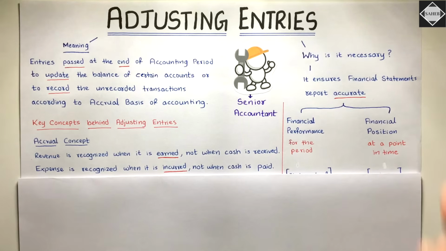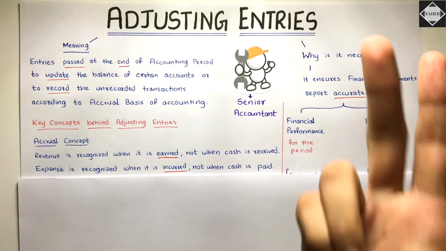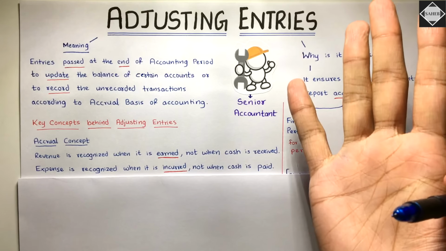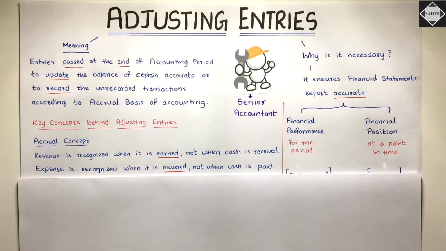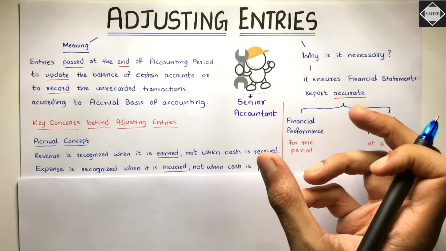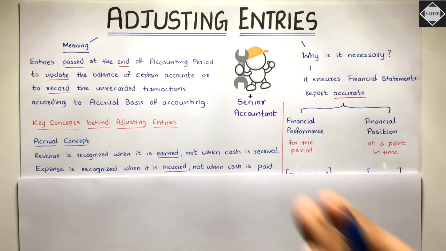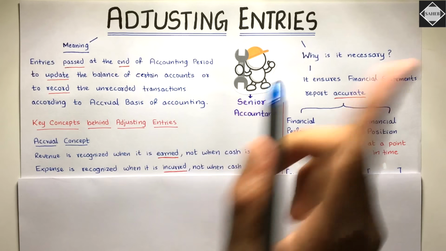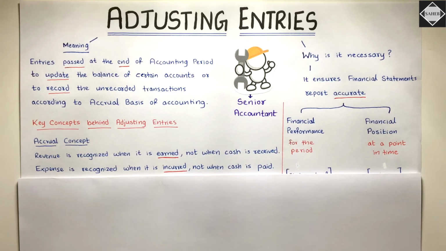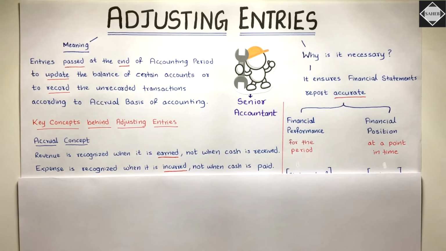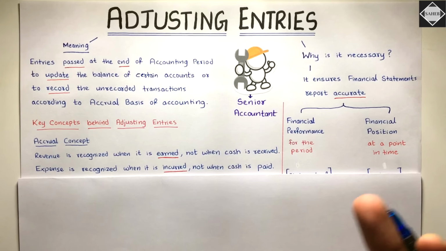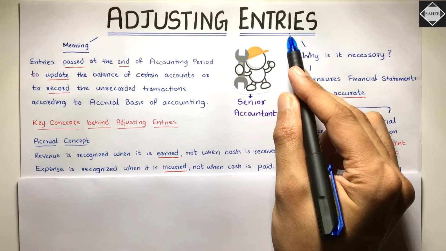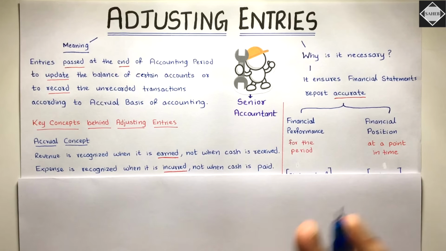And let me tell you, the accounting standards, whether it is IFRS, Ind AS or Indian GAAP or US GAAP, all the accounting standards say that companies have to follow accrual basis of accounting. They have to prepare financial statements on accrual basis of accounting, not on cash basis. Cash basis is not allowed. Cash basis is only for small businesses. So because of that, adjusting entries are passed because we are following accrual basis of accounting. Okay, fine. So what happens in this adjusting entries?